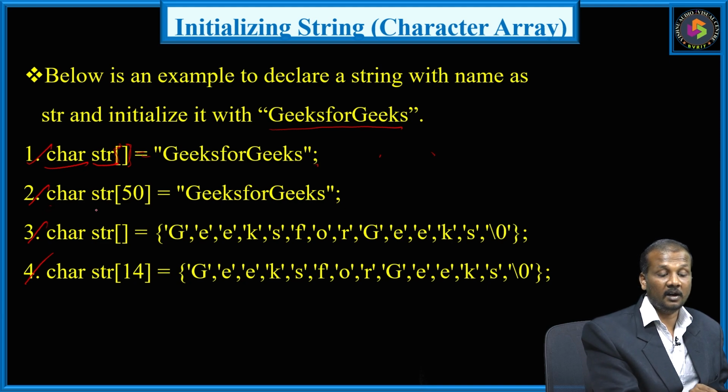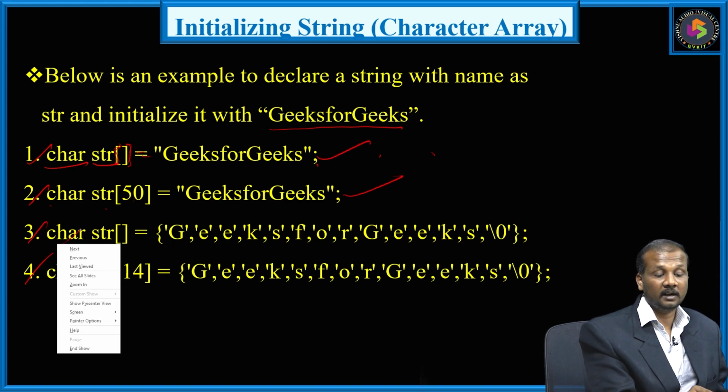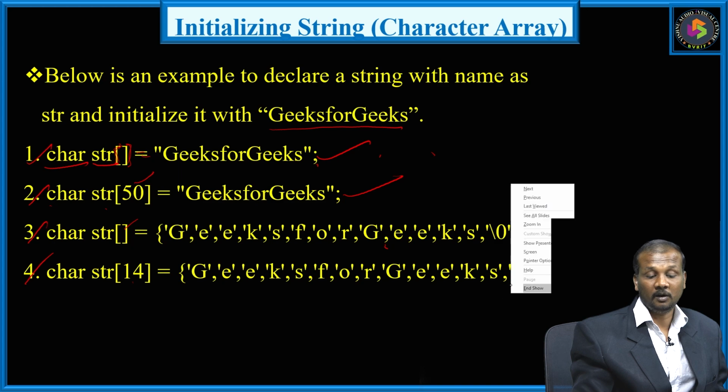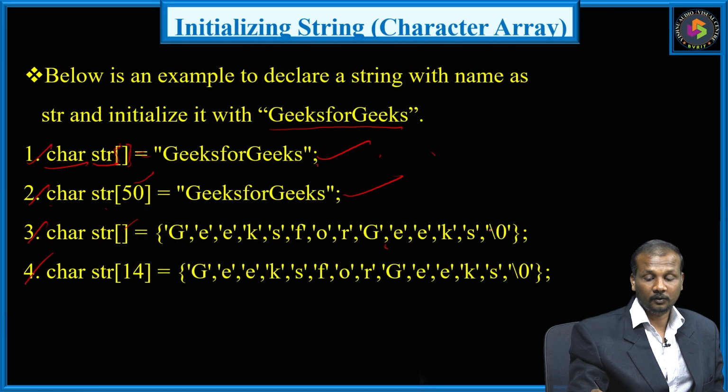Next, another example: char str[50] with Geeks for Geeks. It is also a string. Next, character by character, this is an individual character. What is a string? A string means a collection of characters. We may mention the size or not. This is again a string, char str[14]. You write down 14 values. Compulsorily, when you declare the values individually, you must use the null character.